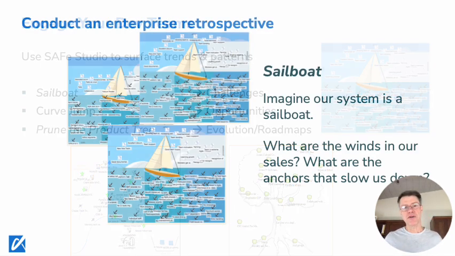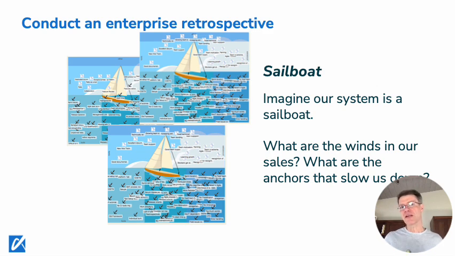The first is Sailboat, and you can conduct an enterprise retrospective. And what we mean by an enterprise retrospective is that every single team will play Sailboat, and then you'll download all the data and analyze them across teams. And Sailboat, if you're unfamiliar with it, is a very simple retrospective technique. You're simply going to look at what are the wins in our sails, the things that are helping us go faster, and what are the anchors that are slowing us down.